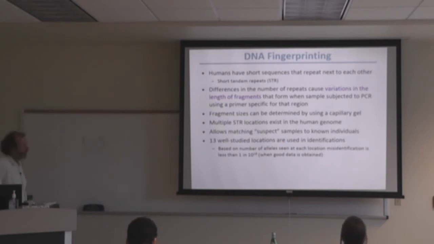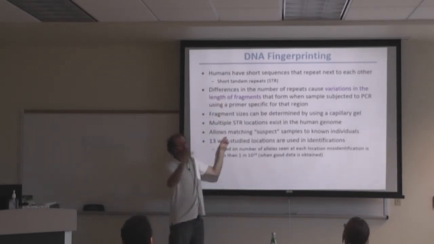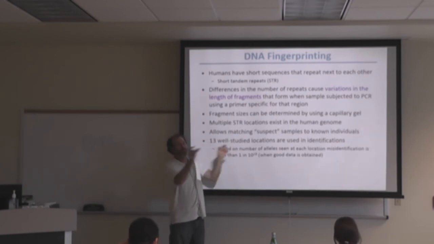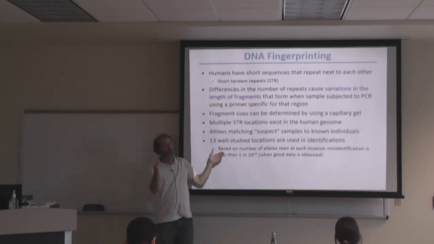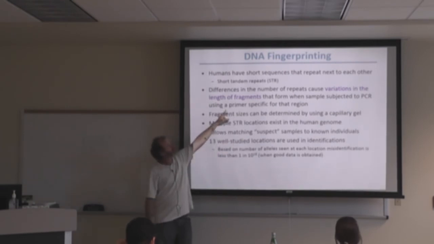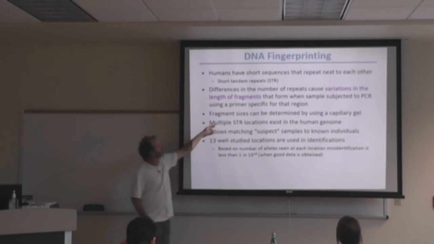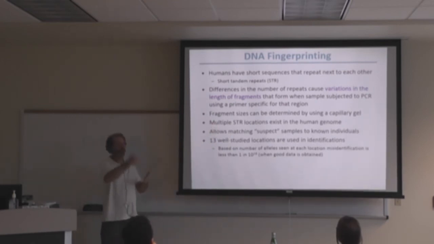So, DNA fingerprinting, who's heard of that? What do they use it for? They use it for short tandem repeats. We all have short tandem repeats, interspersed with different lengths between us. Differences in the number of repeats cause variations in the length of the fragments. You can then use a primer specific for that region, perform PCR, and generate a profile of your specific DNA fingerprint.